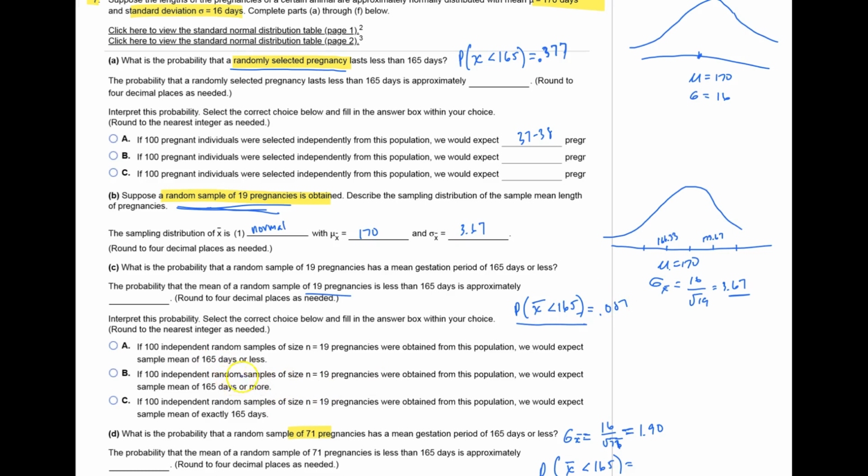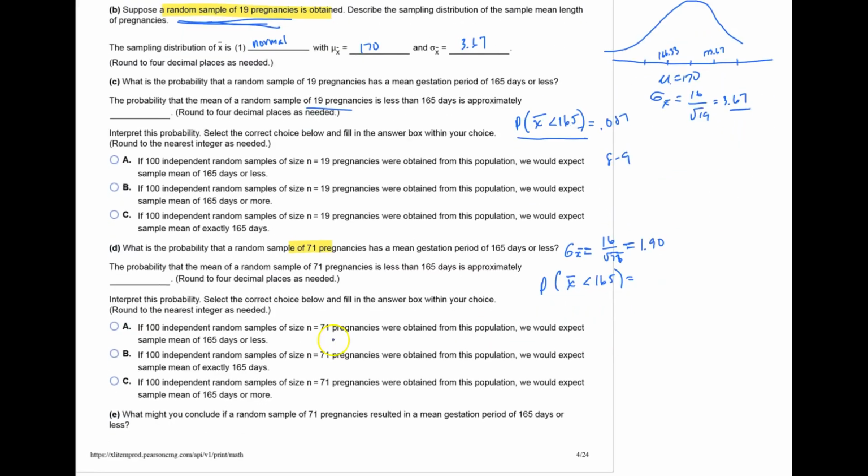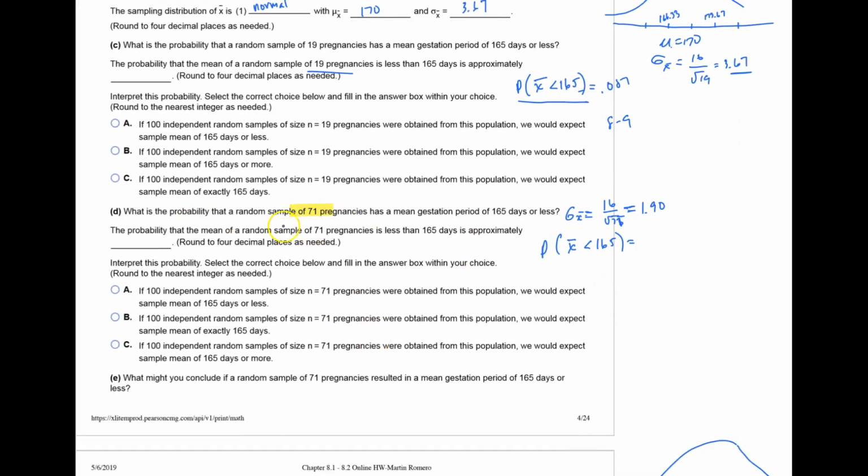And so we would expect how many in this case? We would expect about 8 or 9. If we have 100 samples of 19, we would expect 8 or 9 of those samples to have a mean less than 165. And the same goes for these other problems here.